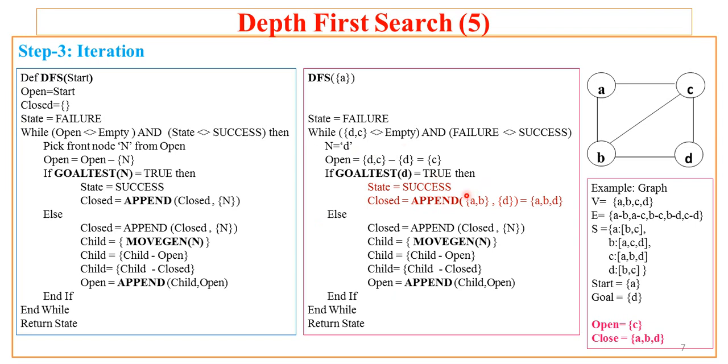Now in open there is one element, C. It is not empty, true, but the state is success. Now here, success is not equal to success, false. So as true and false is false, this algorithm comes out of the loop. Now at the end, what you see is that C is stored in open, the algorithm has already terminated, and in closed we have A, B and D.